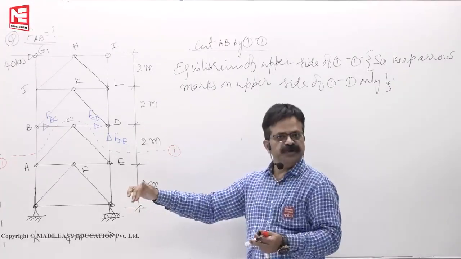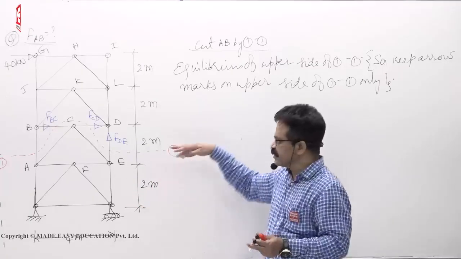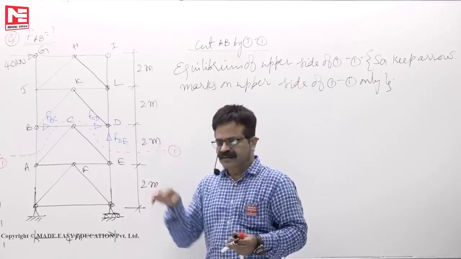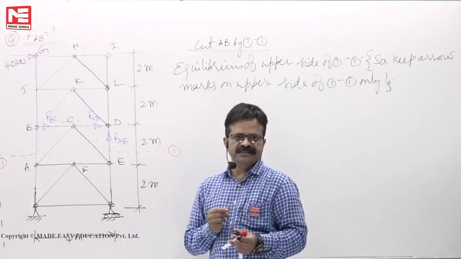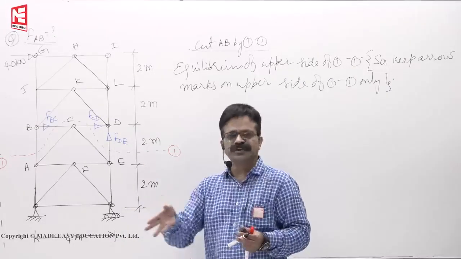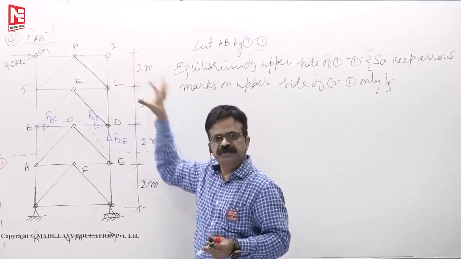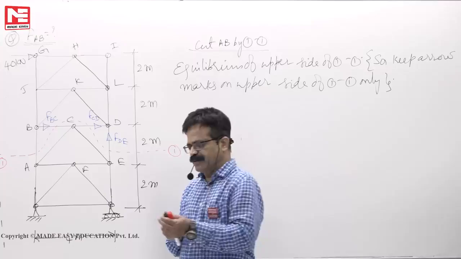Lower side of 1-1, why we don't keep arrow marks? Cut like this, take it, throw it into dustbin. In the dustbin again you don't want to manage anything. So throw it out. So you don't have to keep arrow mark and throw it out. So this is with you. That part you are dealing, so keep arrow marks there only.